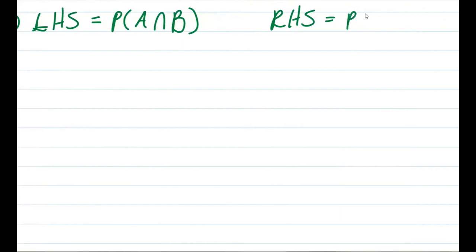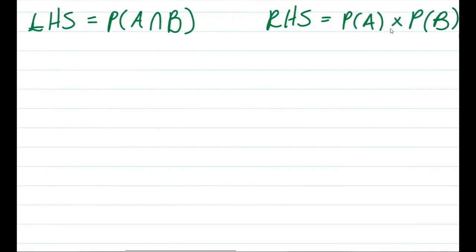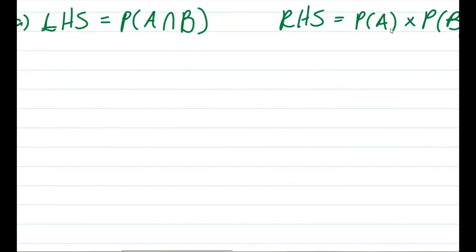P and B. No, sorry. P(A) times P(B). Right. Now, if the left-hand side is equal to the right-hand side, then the two events are independent. So we're going to prove that the two sides are either equal or not equal, and we're going to make a logical deduction from there. Is that fine? Yes, sir.